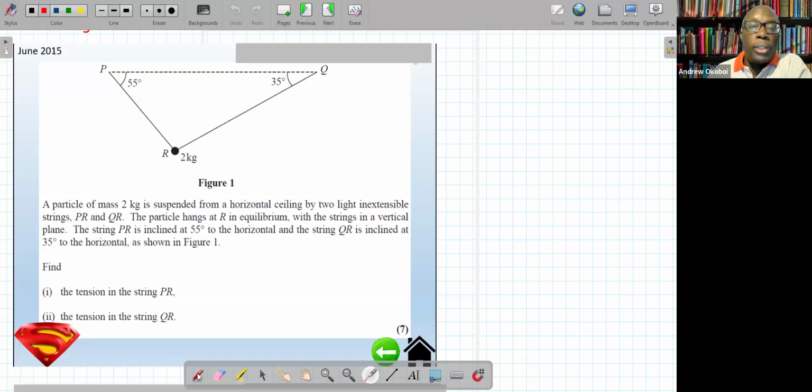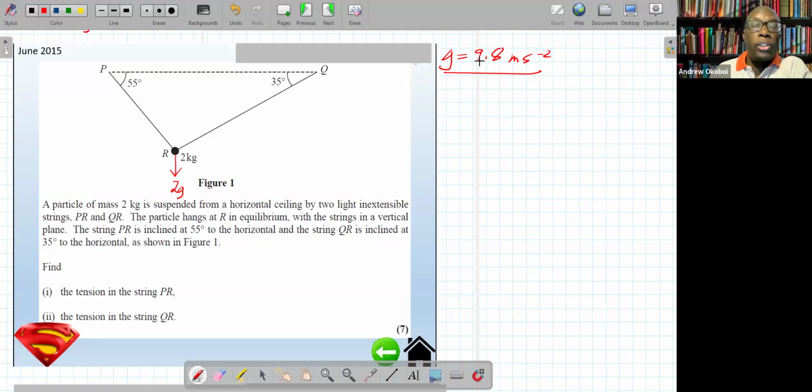Now, what we first do with these string questions is they will always give you a mass of the object. So we calculate the weight of that object. Now, the weight is always the mass times gravity. So we write this as 2g. The mass is 2. G is the value for gravity, as all of you who do physics will know. So the weight now here is 2g, pointing straight downwards. And for purposes of mechanics, G is always equal to 9.8 meters per second squared. That's actually given to you on the front page of the paper. So don't ever use another value of G other than 9.8.